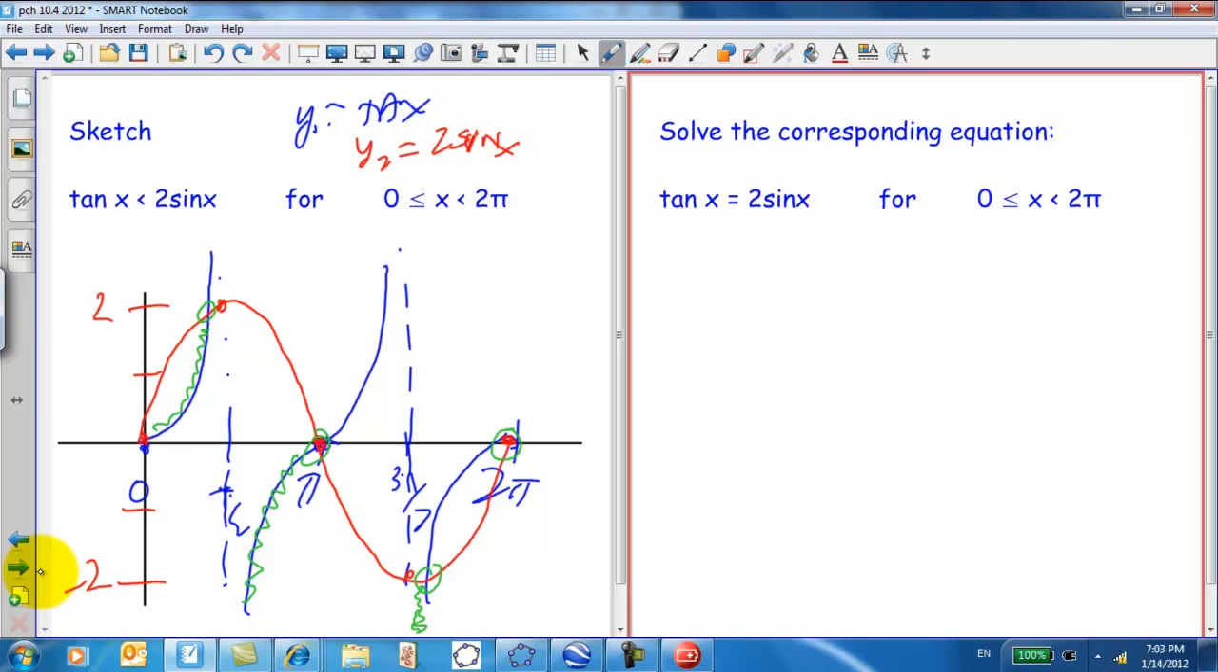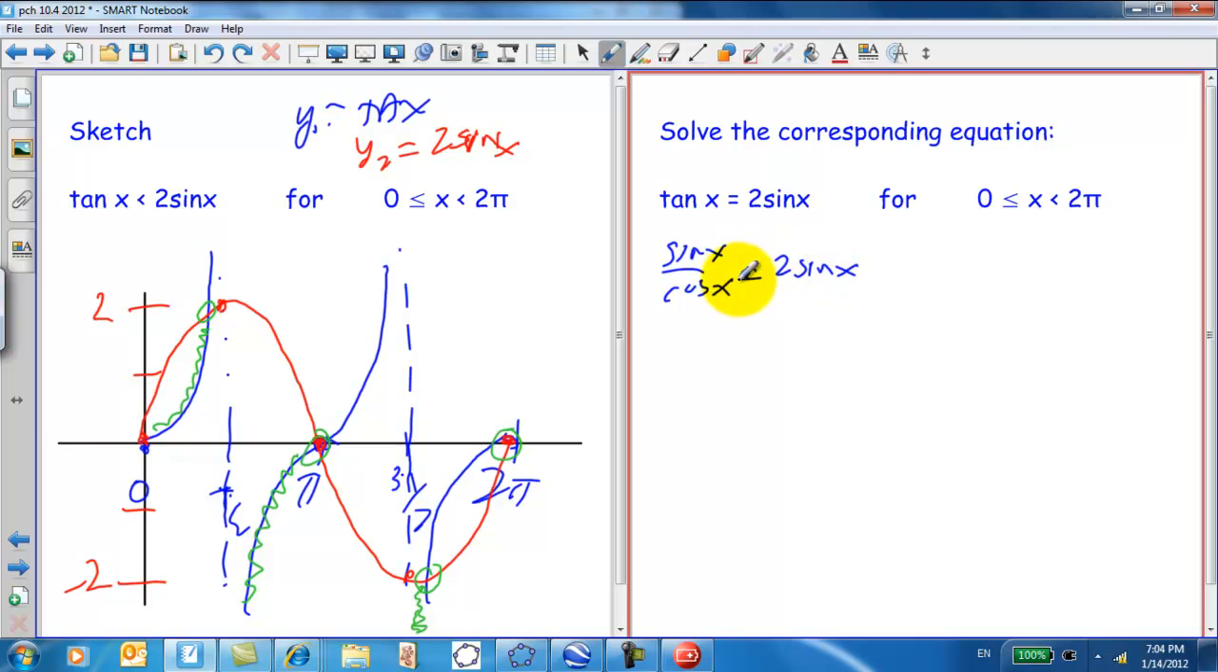And solve the corresponding equation so we can find out exactly where these things are happening. Okay? Now, solve the corresponding equation. Here we go. Tan x equals 2 sine x. Well, we've got sine x over cosine x equals 2 sine x.